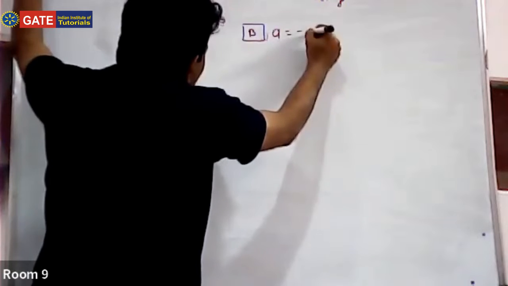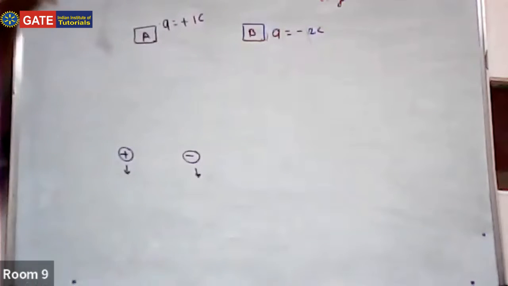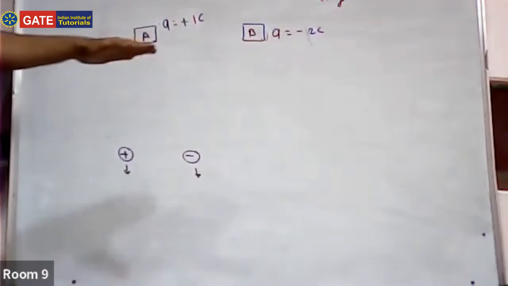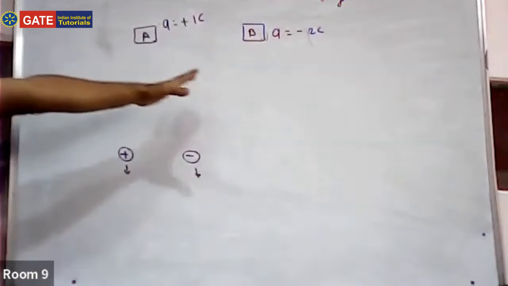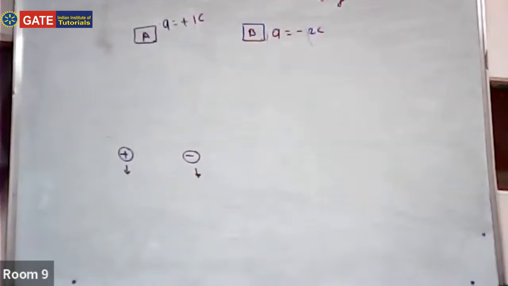So what do you mean by a positively charged particle, atom, object or substance, and a negatively charged object or substance? What do you mean? What is the difference?